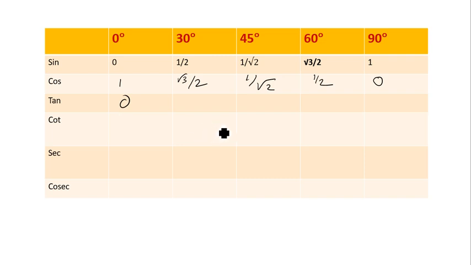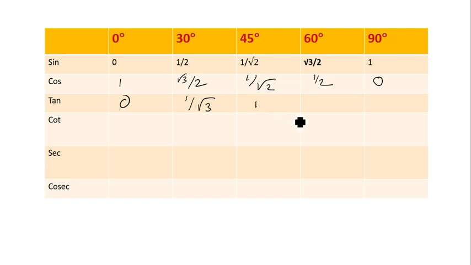Now coming to tan 30, tan 30 will be 1 by 2 divided by root 3 by 2. So you will get 1 by root 3. Now the major two problems of tan are tan 30 and tan 60. More or less everyone knows that tan 45 is 1. So tan 45, why 1? Because sin 45 and cos 45 are equal. So 1 by root 2 divided by 1 by root 2 is your 1.